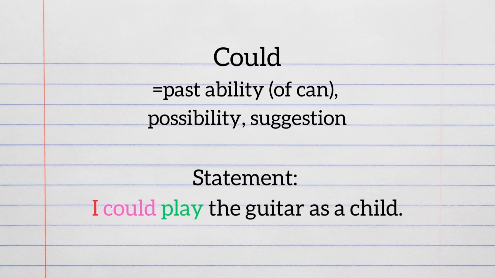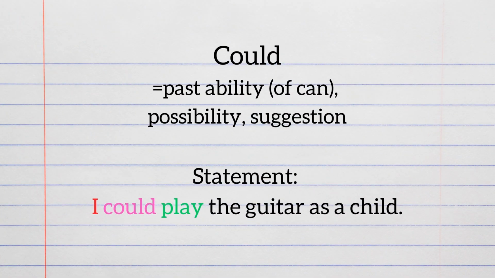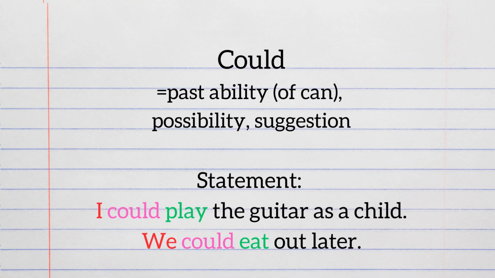Could is the past ability of can. For example, I could play the guitar when I was a child. I could in the past, I cannot right now. It can also be used for a possibility or a suggestion. For example, we could eat out later.